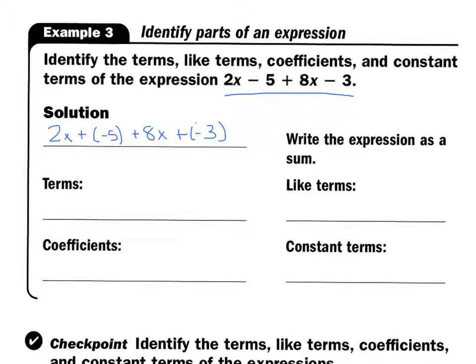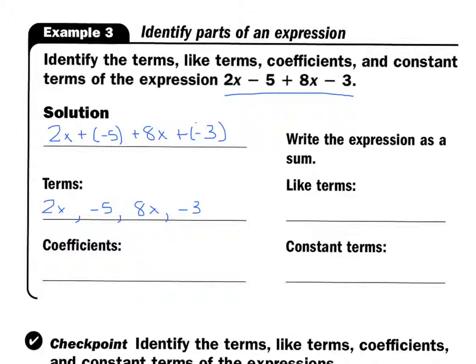Now to identify the terms. The terms are each of the separate parts. It is the 2x, it is the negative 5, it is the 8x, and it is the negative 3. They are all the things that are broken up by the plus signs.